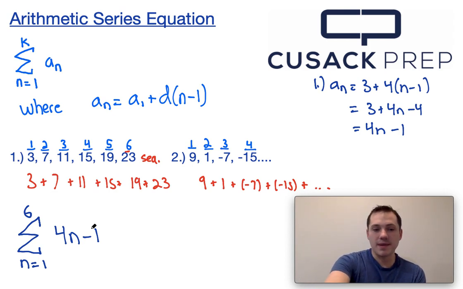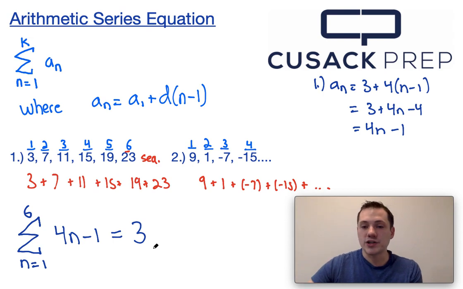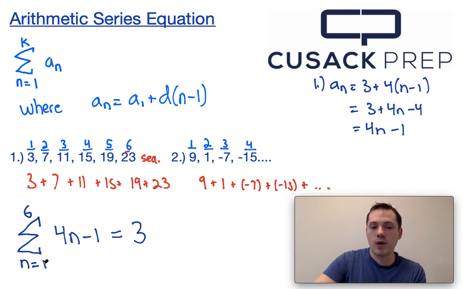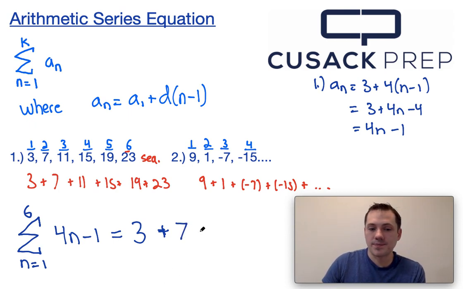Now, to go from the arithmetic series equation that we have down here to this addition, let's see what we would do. So n equals 1 is telling us that the first value we plug in for n is 1. 4 times 1 is 4, minus 1 is 3. So my first term here is going to be 3. Now we count up in integer multiples, so after we let n equal 1, we then let n equal 2. So when I put 2 into this equation, I get 4 times 2, 8, minus 1, 7. And so my second term is going to be 7.